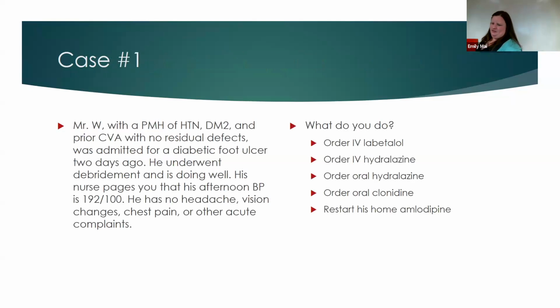All right, so then I have a little case here, and I labeled it case number 1, but I never came up with a case number 2, so it's really just case. So our fictional patient here, Mr. W, has a past medical history of hypertension, diabetes, former CVA, no residual effects, came in with a diabetic foot ulcer 2 days ago, had a debridement, he's feeling well. Nurse pages you that his afternoon BP is 192/100. He has no headache, vision changes, chest pain, or any other acute complaints. So what do you do? You've got IV labetalol, IV hydralazine, oral clonidine, or you can restart his home meds.